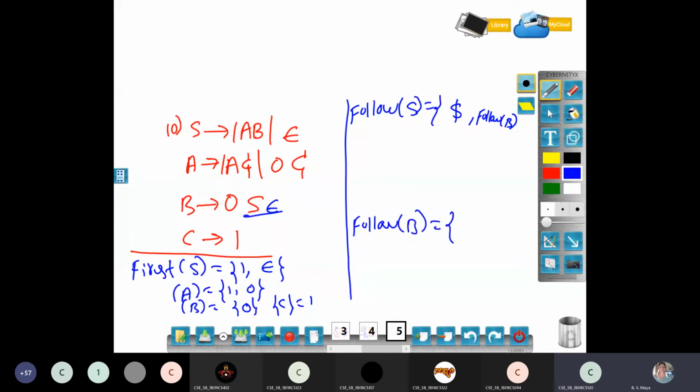What is follow of B? Follow of B is follow of S. Very good. Follow of S is dollar, so I copy it. Follow of B should come. Is there anything else? No, ma'am. Follow of S is also dollar. Follow of B is also dollar. I got only dollar. Then follow of B is also just dollar. I can end here.